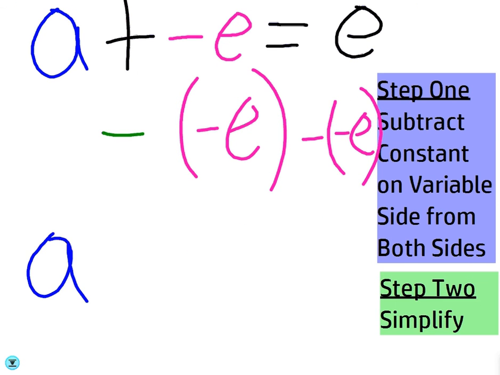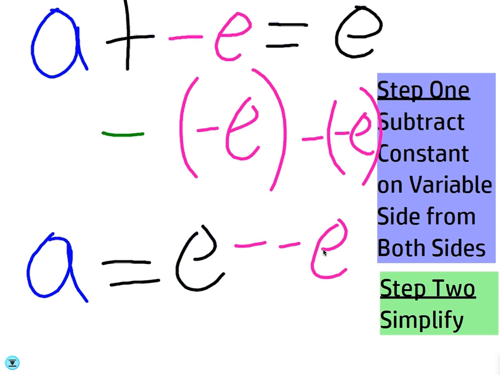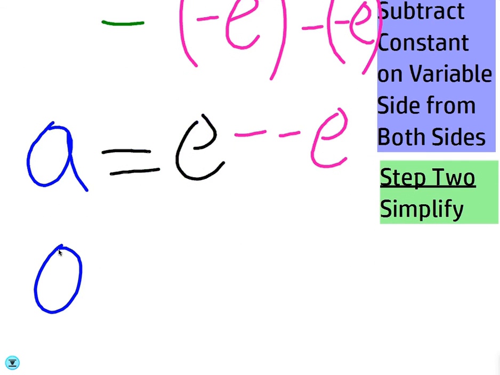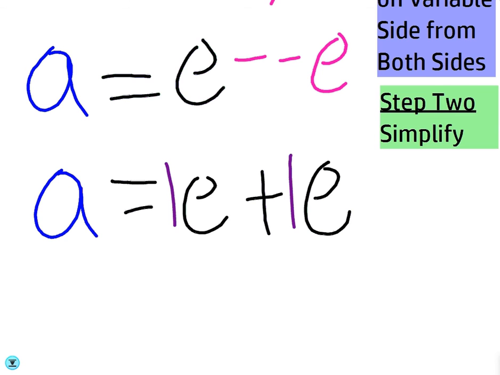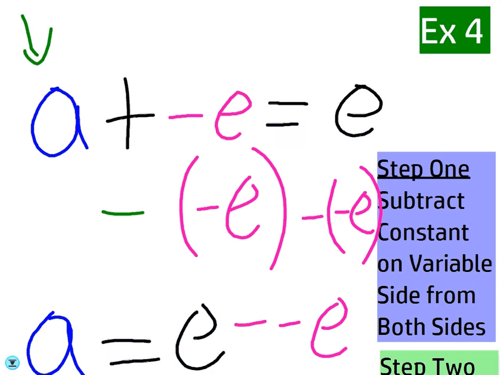Okay, so I'm going to rewrite this. It's going to be e minus negative e, which becomes what? A equals e plus e. Yes. Remember that if there's no coefficient, you can put a 1 there. And 1e plus 1e is 2e. So what I want you to get from this is, yes, it is adding a negative, but you're still subtracting the actual number from both sides, which ultimately ends up being added, which kind of is going to lead us to the next lesson.